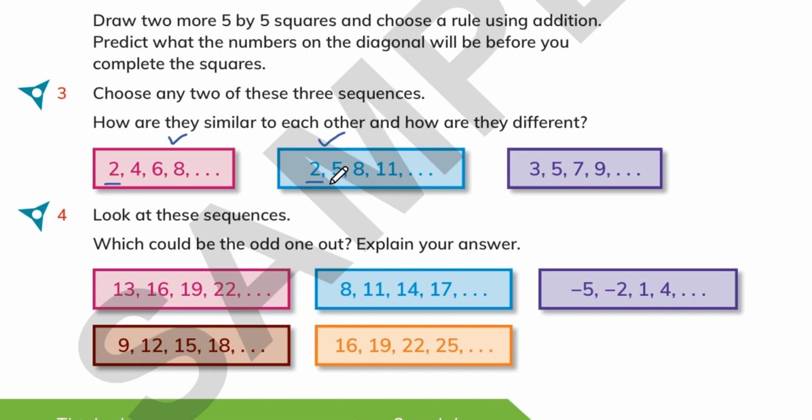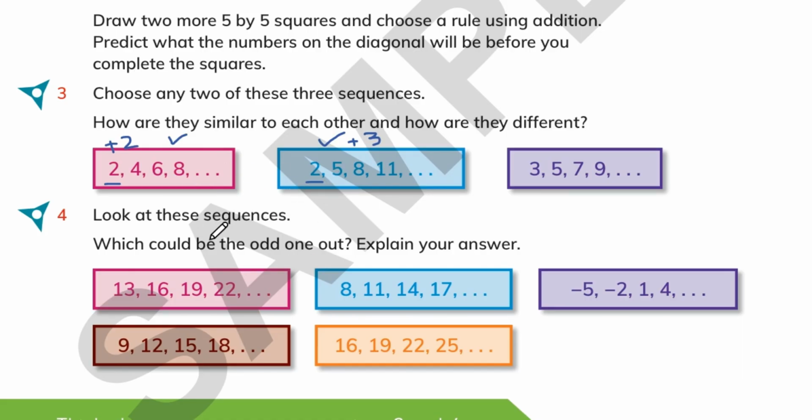And how are they different? They are different because the term to term rule of this sequence is add 2 and the term to term rule of this sequence is add 3. This is how these both are similar and how they are different to each other.